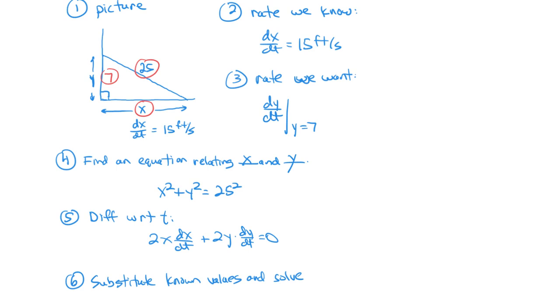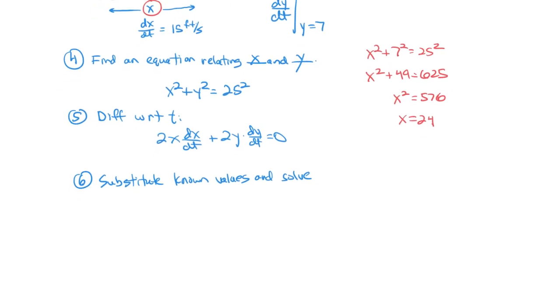So we could just go over here, kind of off to the side. We've got x squared plus 7 squared equals 25 squared, right? So x squared plus 49 equals 625. So if you subtract 49 from each side, we get x squared equals 576. And if you take the square root of both sides there, we get x equals 24. Okay, so this is going to be 24. So at the point that y is 7, this is always going to be 25, but at that point, this is going to be 24. So now we have everything we need.